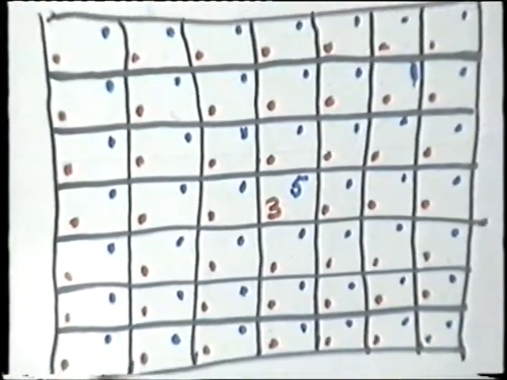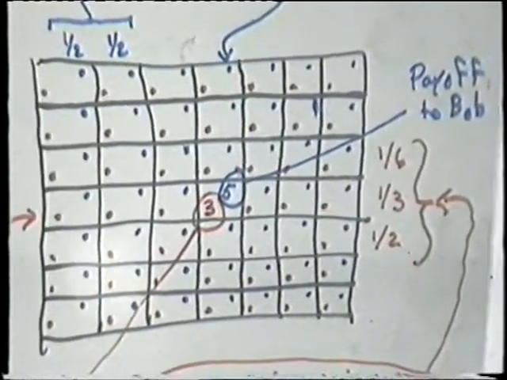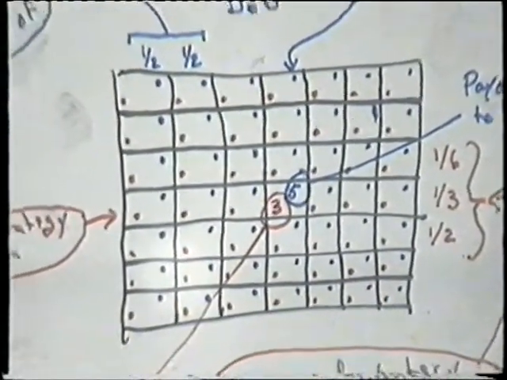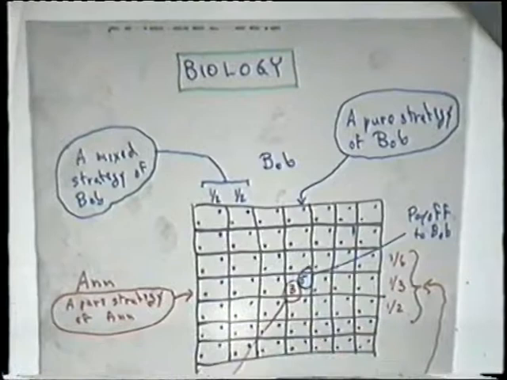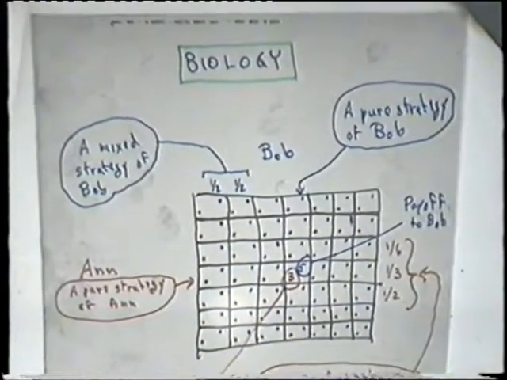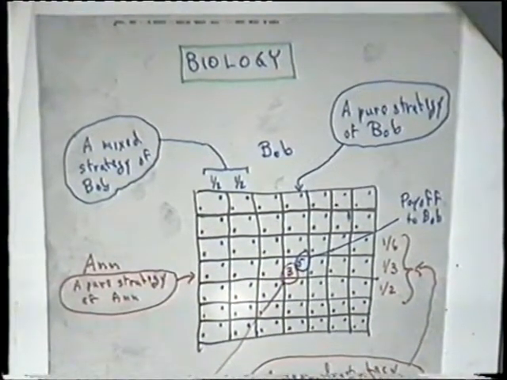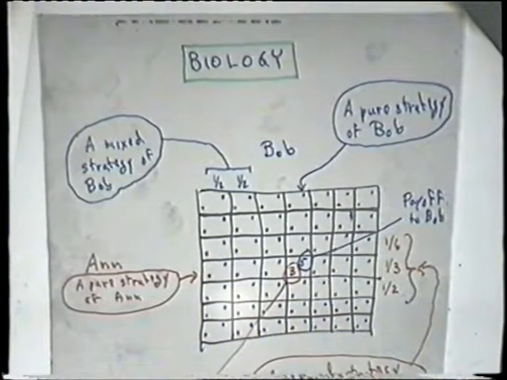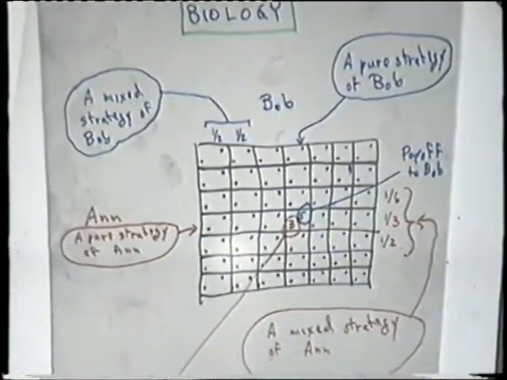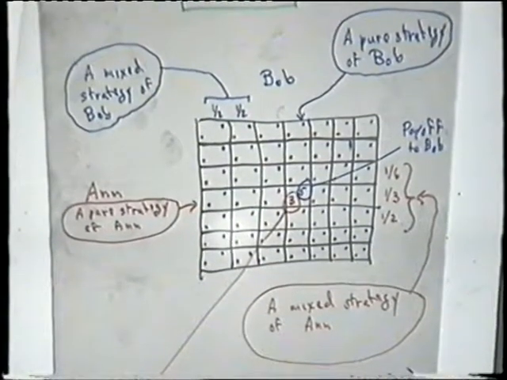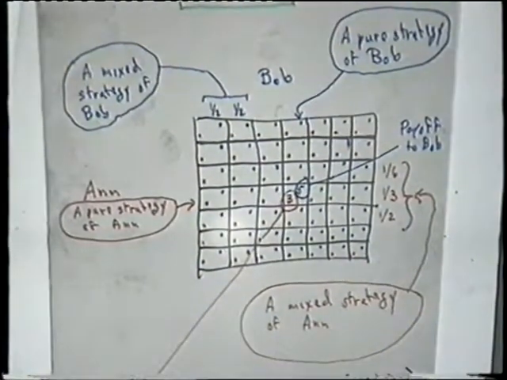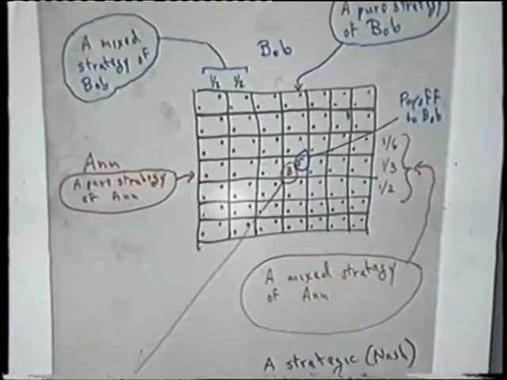And the ordinary interpretation is, we have a row is a pure strategy. Ann is player 1, Bob is player 2. A row is a pure strategy of Ann. A column is a pure strategy of Bob. We have mixed strategies. For Ann it is 1/6, 1/3, 1/2 as an example. Mixed strategy of Bob is 1/2, 1/2. Then we have payoffs, okay? Payoff to Ann is 3, payoff to Bob is 5.